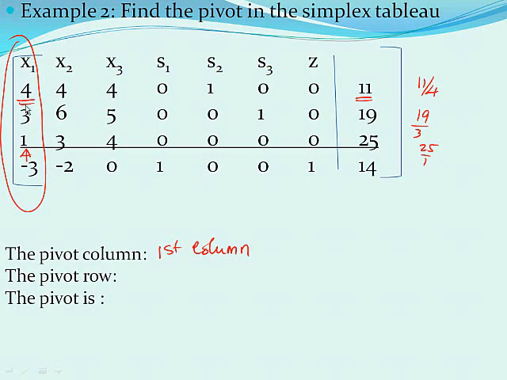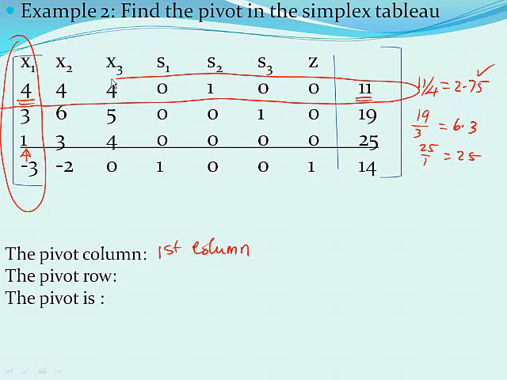We have 3 positive entries in the pivot column, and the ratios are like this. We always go with the least ratio. Of these 3 numbers, 11 by 4 is the least one, because this will be 2.75, this is nearly 6.3, and this is 25. So we go with the least ratio, 2.75, and the row corresponding to that will be the pivot row. If I mark the pivot row, it will be the first row here. So the pivot row is the first row, and the pivot element is the element which falls in the pivot row and the pivot column, which will be 4.